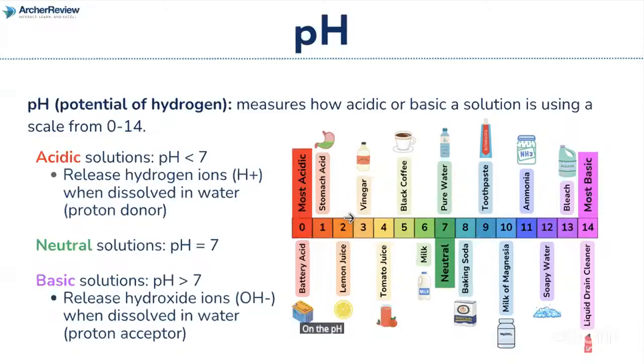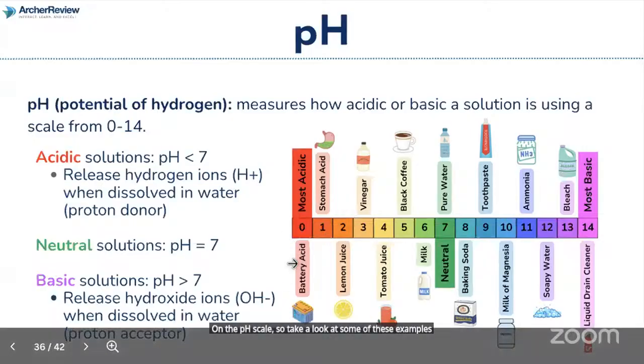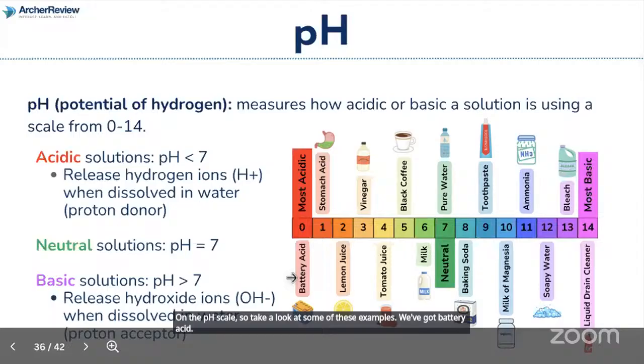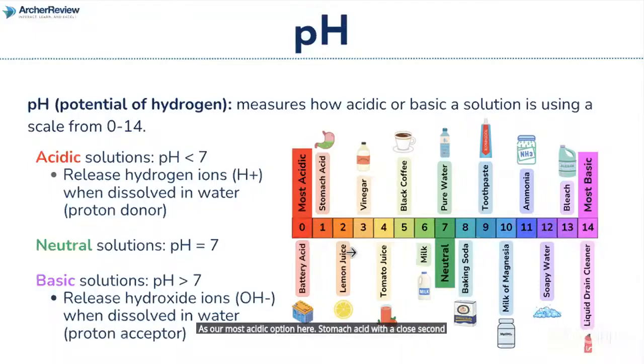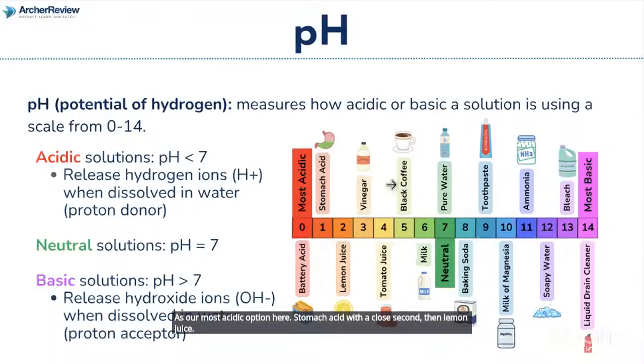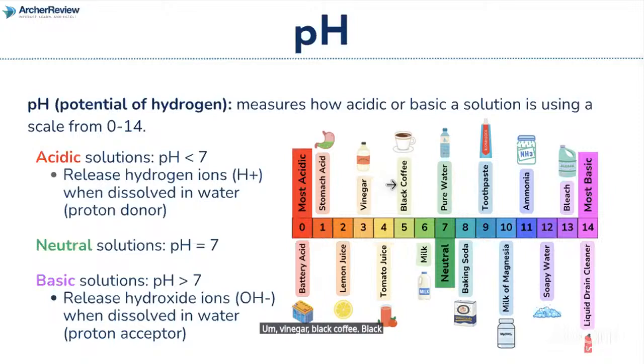So take a look at some of these examples. We've got battery acid as our most acidic option here. Stomach acid with a close second, then lemon juice, vinegar, black coffee. Black coffee is a little acidic. So anything that is acidic has a value less than 7. But what does that mean?